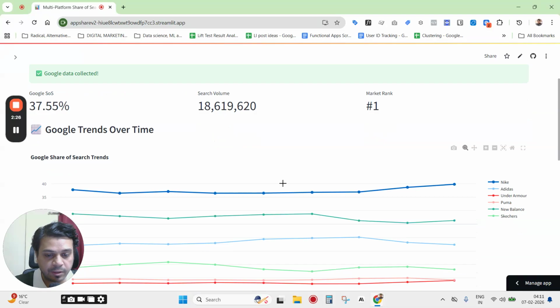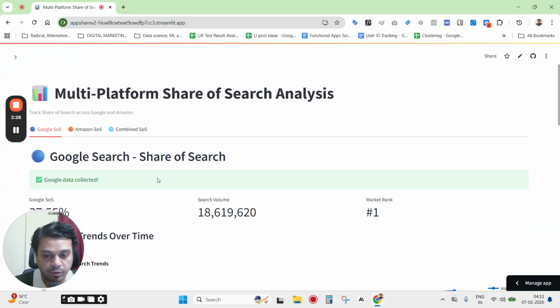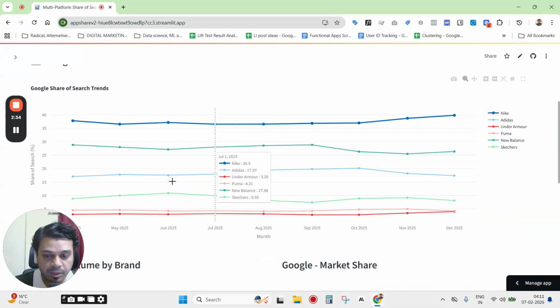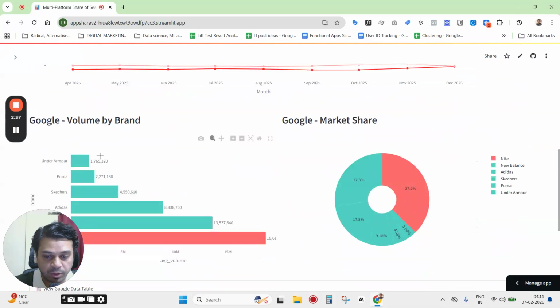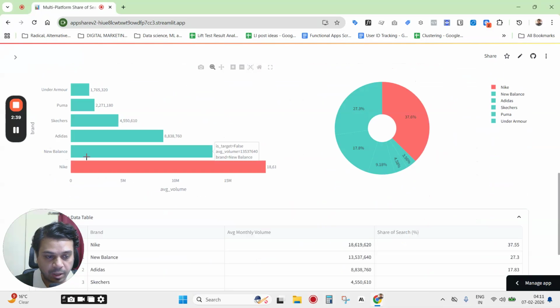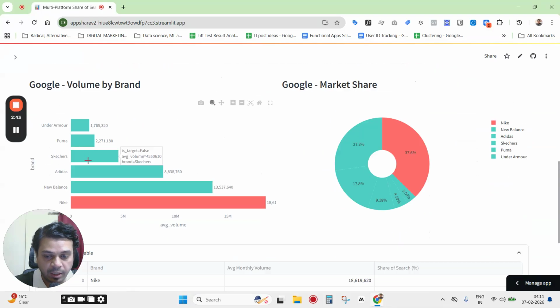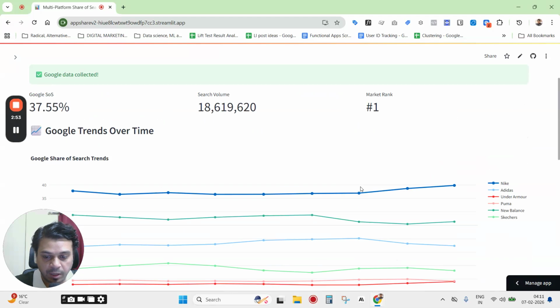So this, for instance, is the share of search for Google using that keyword planner API data. You can see the share of search and the total volume, and we are searching for the particular target brand, which is Nike. That's our target brand here. You get the volume by brand, nice bar graphs, and also the pie chart to see the volume and respective market share for each. And you can see Nike is obviously the market leader, which is why its market rank is number one.